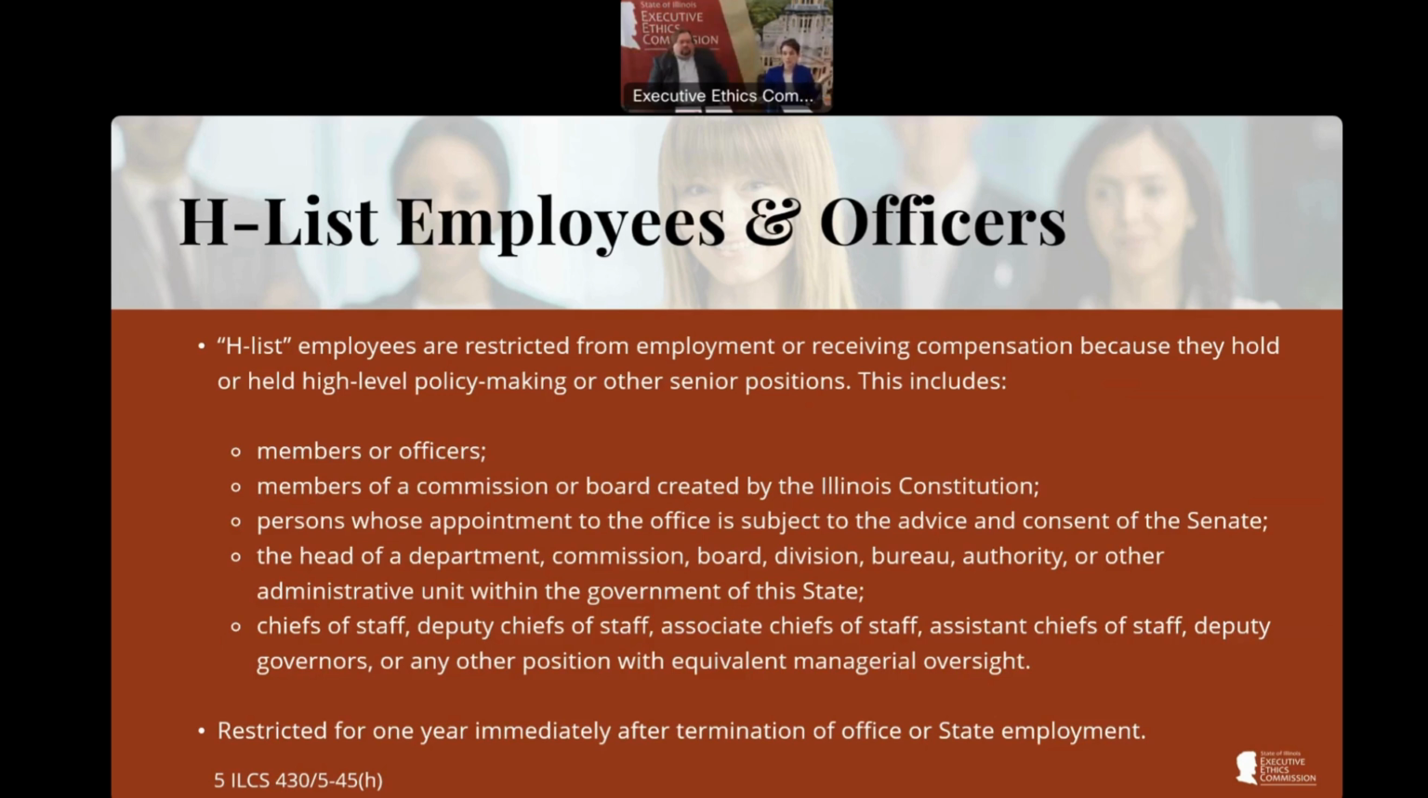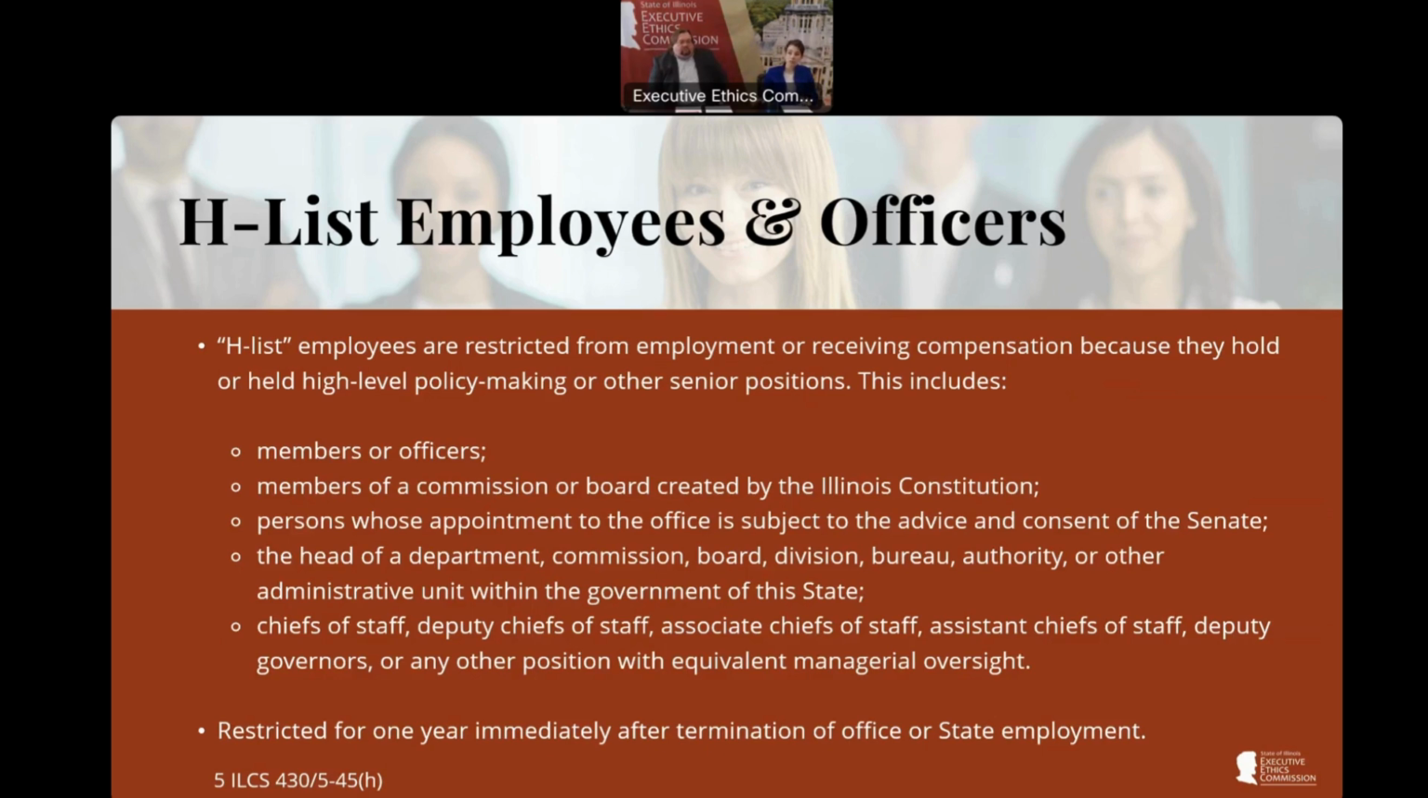That's really the key with these folks: regardless of their personal and substantial involvement in day-to-day decision-making, their name's on the letterhead, or they are in charge of the people who have that personal and substantial involvement. So a certain level of influence and authority is imputed to them by virtue of their title. This also extends not just to programmatic people, but also chiefs of staff, deputy chiefs of staff, associate chiefs of staff, assistant chiefs of staff, deputy governors, any other position with equivalent managerial oversight.